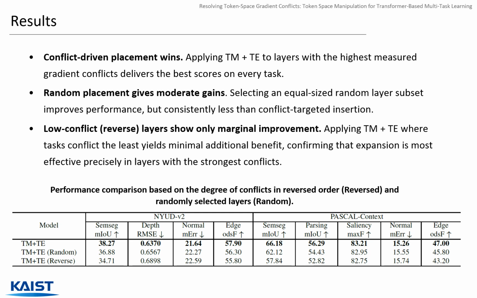Finally, we flip the order and place token modulation and token expansion in layers with the lowest measured conflict. The gains are small. This pattern confirms the main idea. Our measurement is predictive, and expansion is most effective exactly where conflicts are strongest in token space. The takeaway is simple. Measure first, then intervene only where needed to get the most accuracy for the least change.